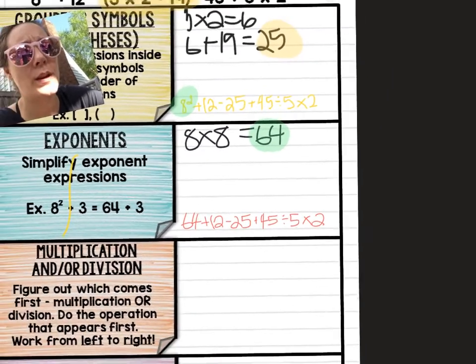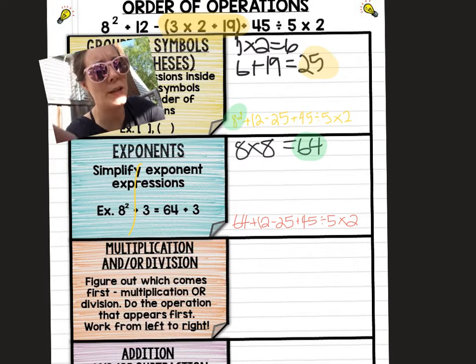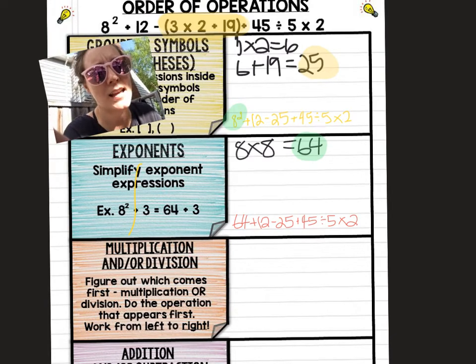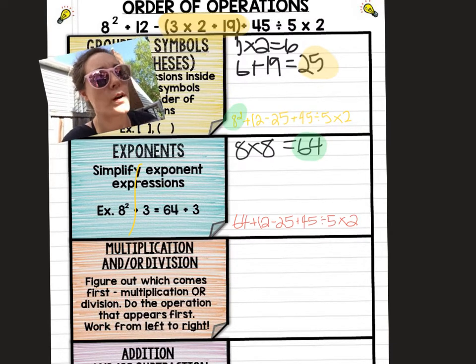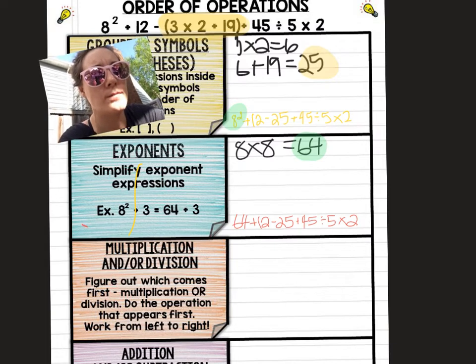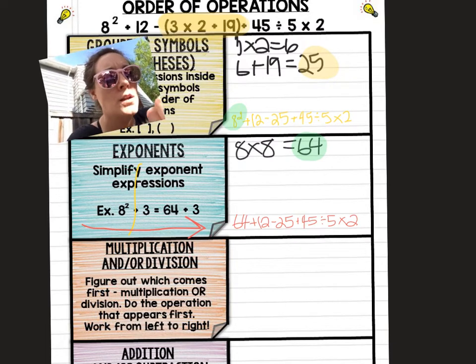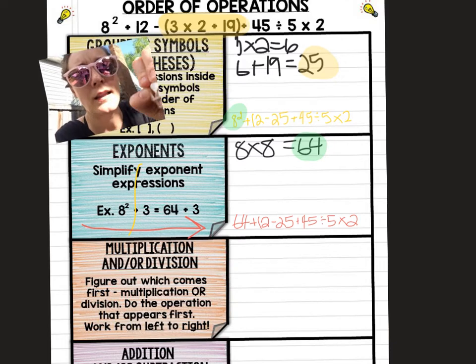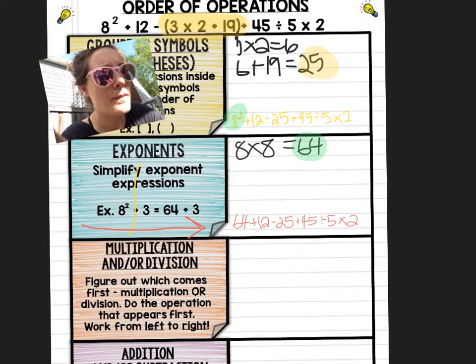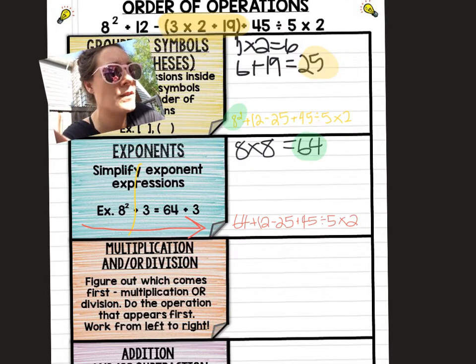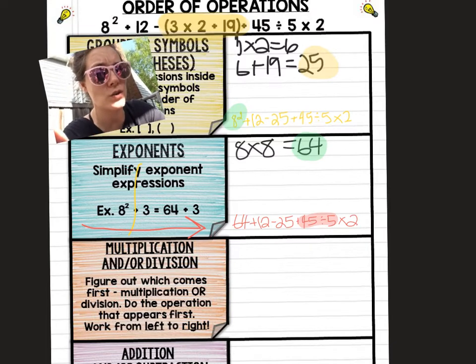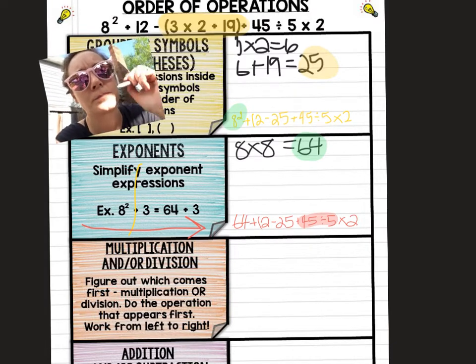Okay, so now what we're going to do is move into the multiplication or division, and it says that we need to figure out which comes first, multiplication or division. To do the operation that appears first, we're going to work from left to right. So as I go from left to right, I have an addition, and then a subtraction, and then addition, and then here's where I have that first piece of multiplication or division. So I'm going to do that piece first.